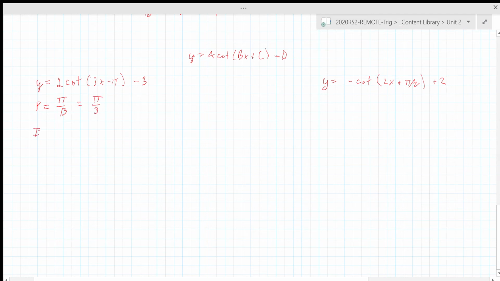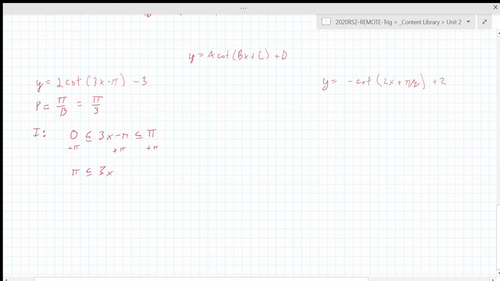And then the interval will be a little bit different. We're going to set the argument between 0 and pi. Now remember, tangent was between negative pi halves and positive pi halves. Cotangent's between 0 and pi. And then we're just solving for x in the center, as we have in all of our graphs.